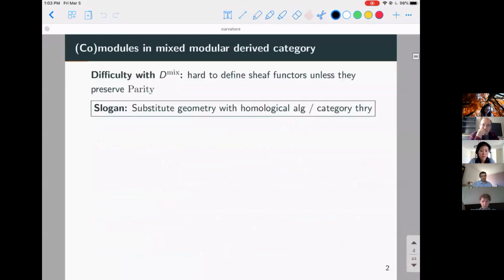This is a really important family of categories, but this D mix is unfortunately in some sense hard to work with because it's not completely geometric. The parity sheaves that this theory depends on are not always defined. So it's hard, for example, to define what it means to have a perverse object in this D mix, or to define various sheaf functors in the classical theory, unless those operations already preserve parity sheaves. And so recently we've had to come up with a bunch of substitutes for these things.